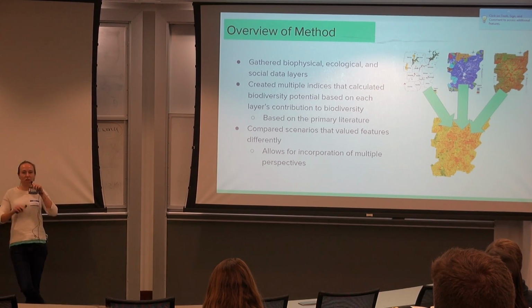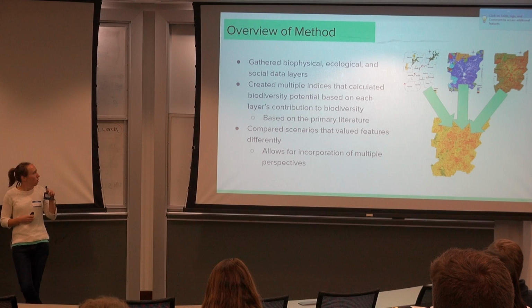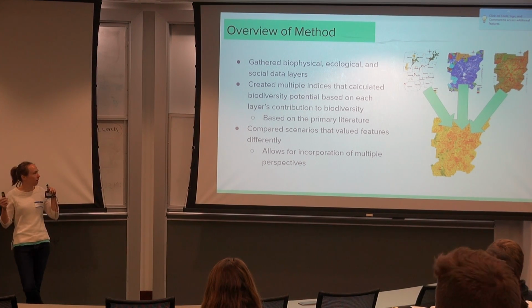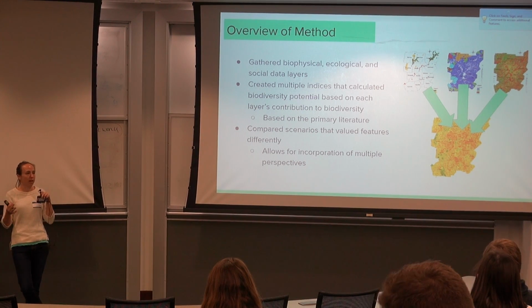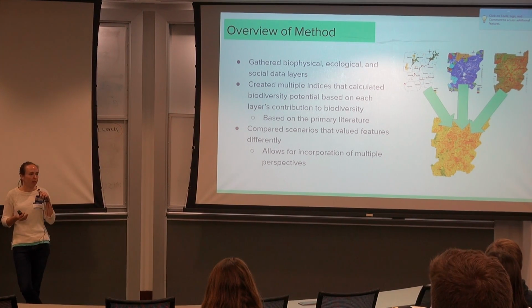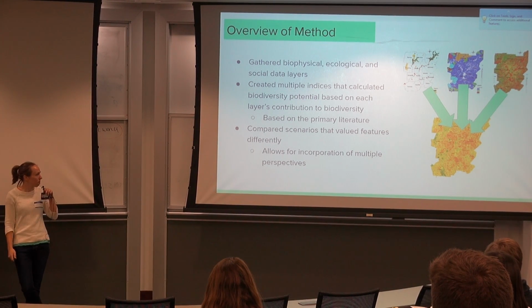So just a general overview of our method. We basically gathered a lot of types of data: biophysical, ecological, and social. And then we used indices that took in all of this data and gave us an index of biodiversity. The way we calculated this was somewhat subjective, but we tried to look through the primary literature and find reasons why things like canopy cover might be contributing to potential biodiversity.